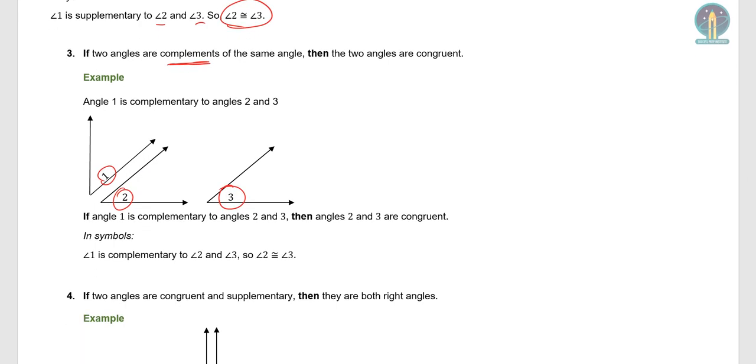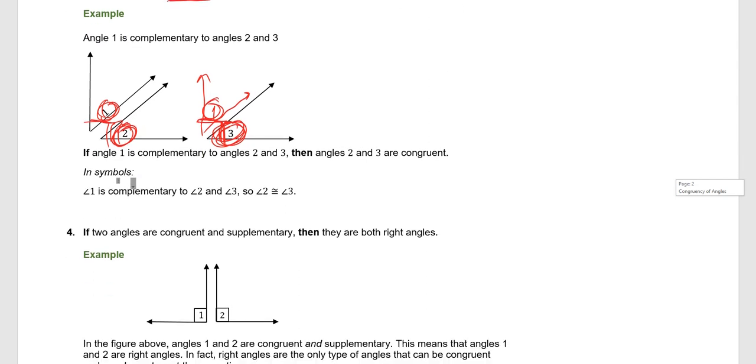Because again, if I take 1, put it next to 2 to get 90 degrees, and I also take 1 and put it next to 3 to get 90 degrees total, so angles 1 and 1 are the same, and then 90 degrees and 90 degrees are the same. So what's left after I take angle 1 and angle 1 from the 90 degrees here and the 90 degrees here, what's left has to be the same. So 2 and 3 have to be the same. Very straightforward.